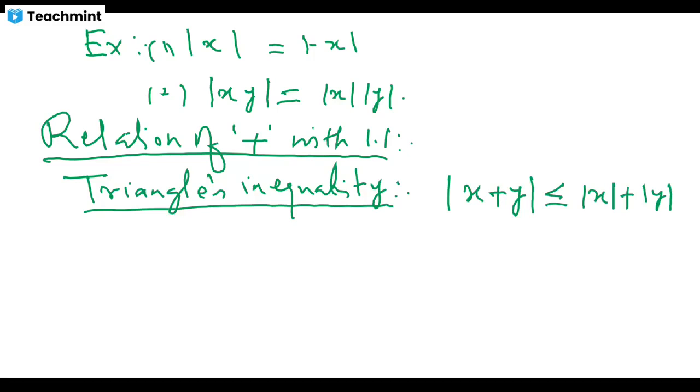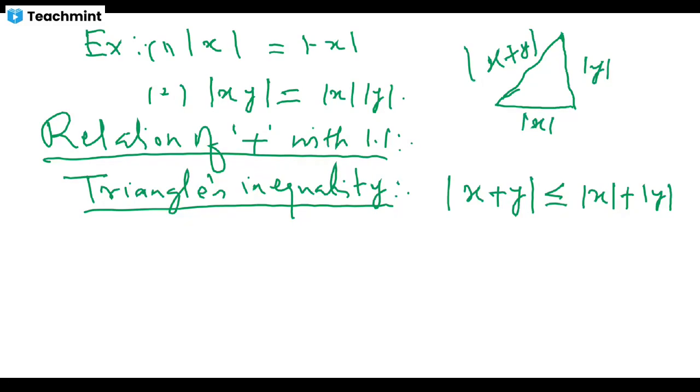Why is this known as the triangle inequality? If you look at any triangle, there is a property that the sum of two sides of a triangle is always bigger than the length of the third side. So when you have x plus y as the bigger side, and the other two sides are mod x and mod y, then the sum of the other two sides is always bigger than the length of the bigger side, that is mod of x plus y.